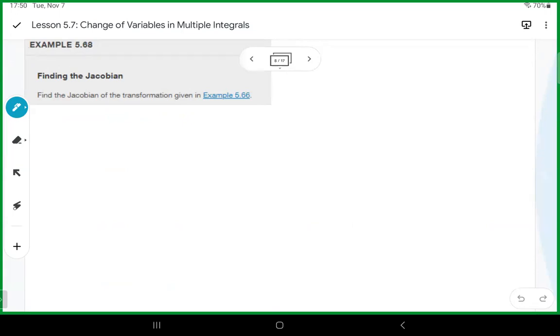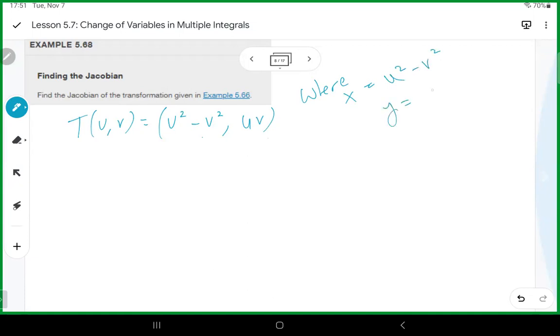All right, so the transformation in this example, remember, was T(u, v) equals (u squared minus v squared, uv), where x was equal to u squared minus v squared, and y was equal to uv. So we're going to find the Jacobian again, J(u, v).